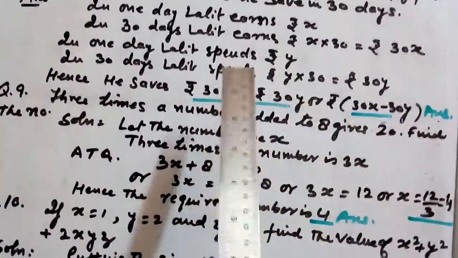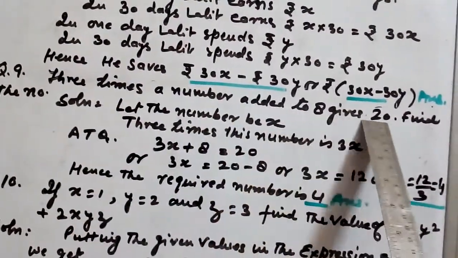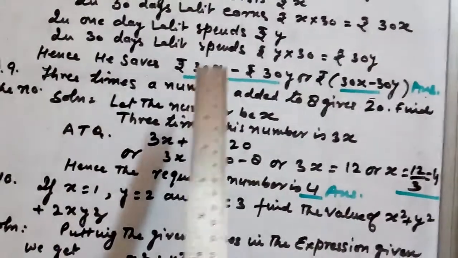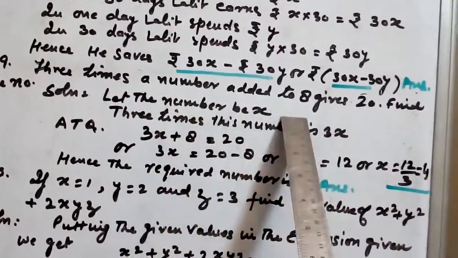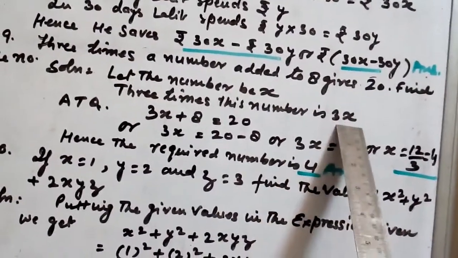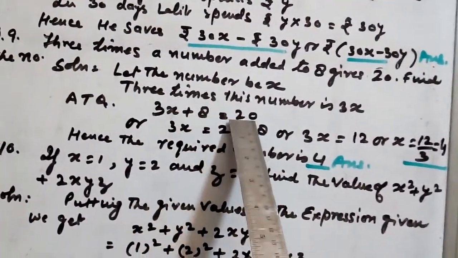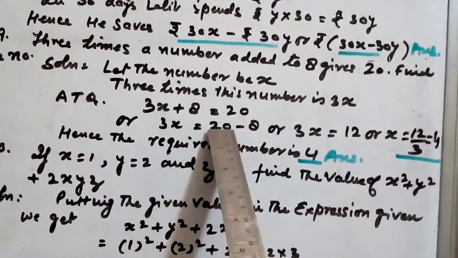And now the next question comes before you: 3 times a number added to 8 gives 20. Find the number. Children, let the number be x. 3 times of this number will be 3 into x, or 3x. So according to the question, 3x plus 8 is equal to 20, and 3x is equal to 20 minus 8.